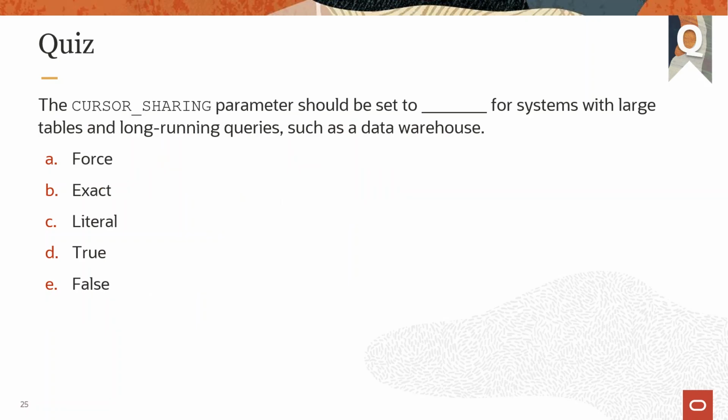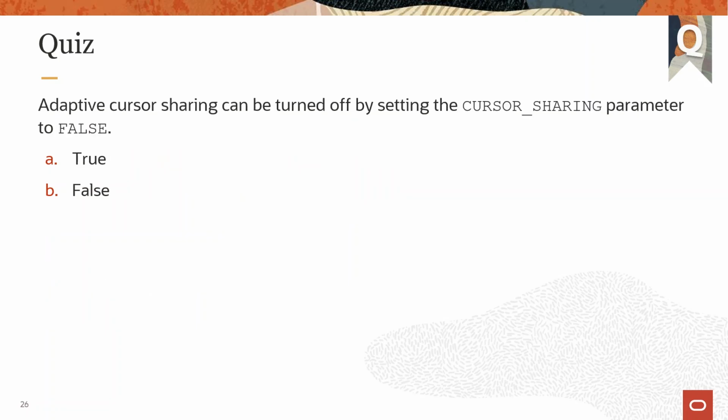The cursor sharing parameter should be set to force, exact, literal, true or false for systems with large tables and long-running queries such as a data warehouse, in fact. The right answer is here, it should be set to exact. So answer B is the correct answer.